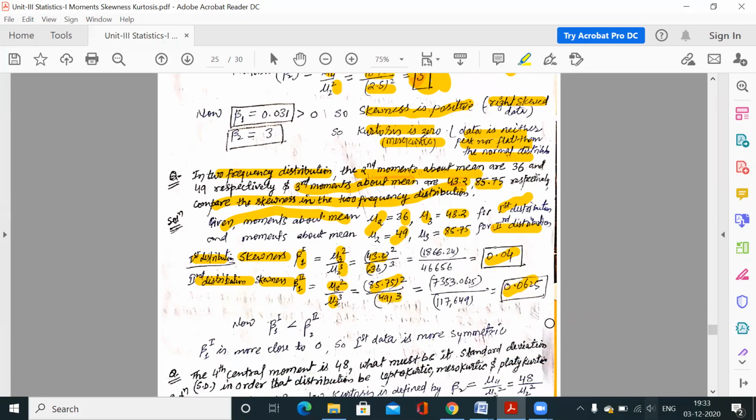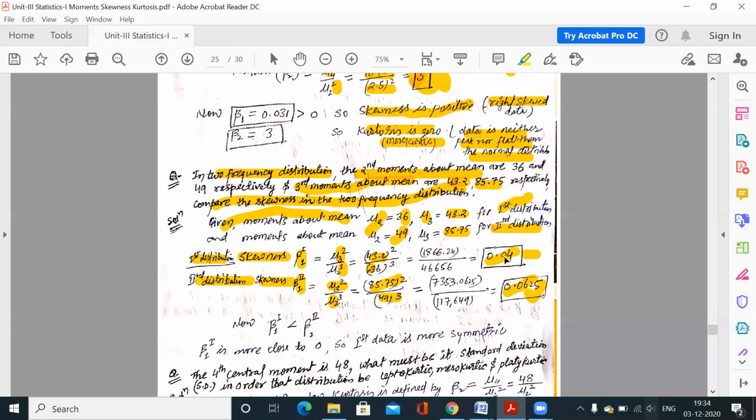If beta 1 is 0, then we say it is not skewed data, it is symmetrical data. If we compare these two values, the first is closer to 0 as compared to the second distribution. Clear? So for the first distribution, skewness is close to 0. That means we will say it is more symmetric than the second distribution. For both distributions the skewness is positive, so both are right skewed data.